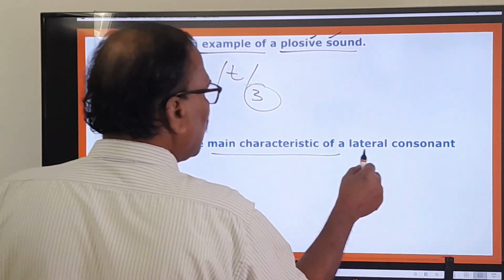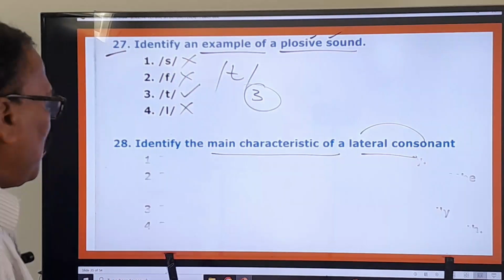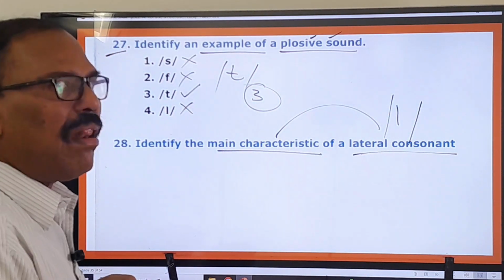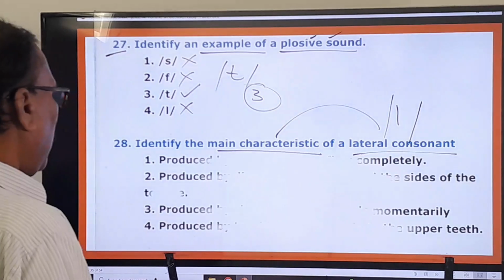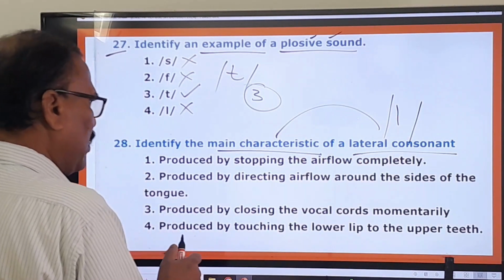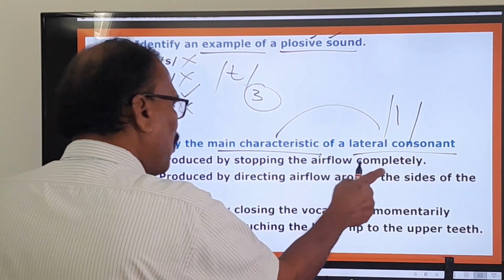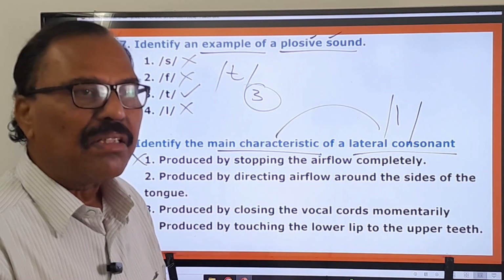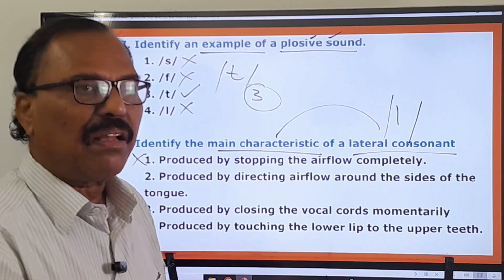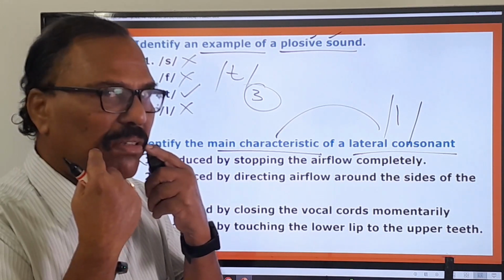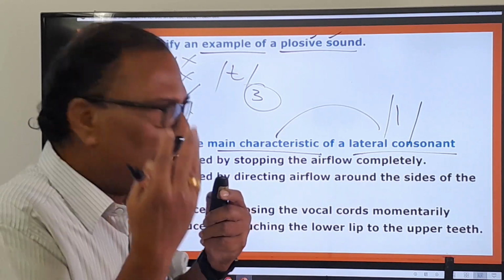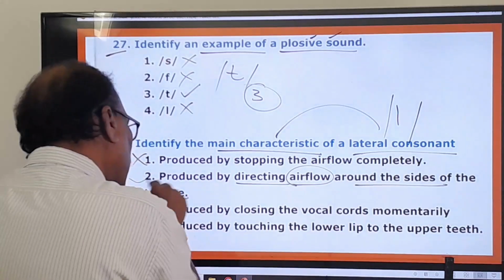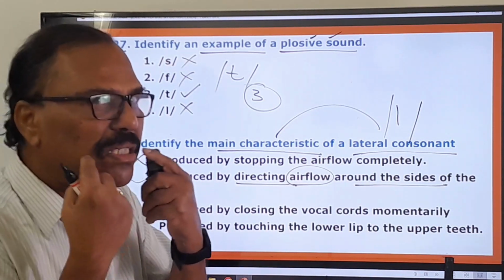Identify the main characteristic of a lateral consonant. What is the lateral consonant? L is the lateral consonant. Okay, la. So it's a lateral consonant, and here in the production of this lateral consonant, what happens? Produced by stopping the airflow completely? No. How will you pronounce that? La. So when you are, the tongue is touching the alveolar ridge, and the air is going from beside the tongue. You know that very well. So here, produced by directing airflow around the sides of the tongue. That is the la. This is going from the sides.